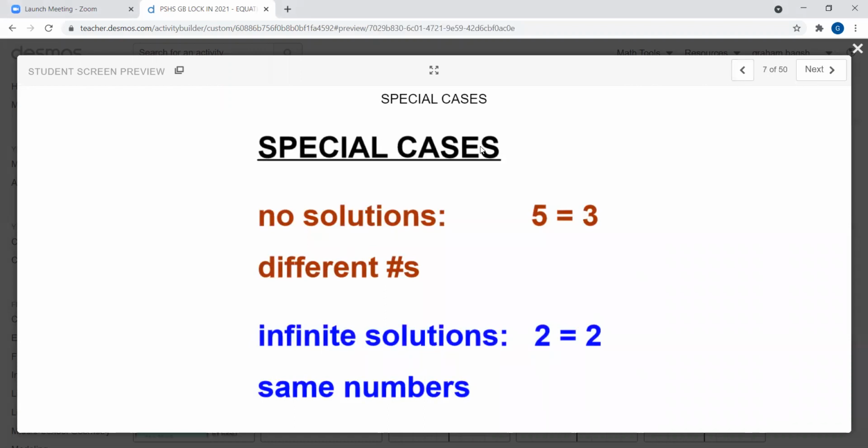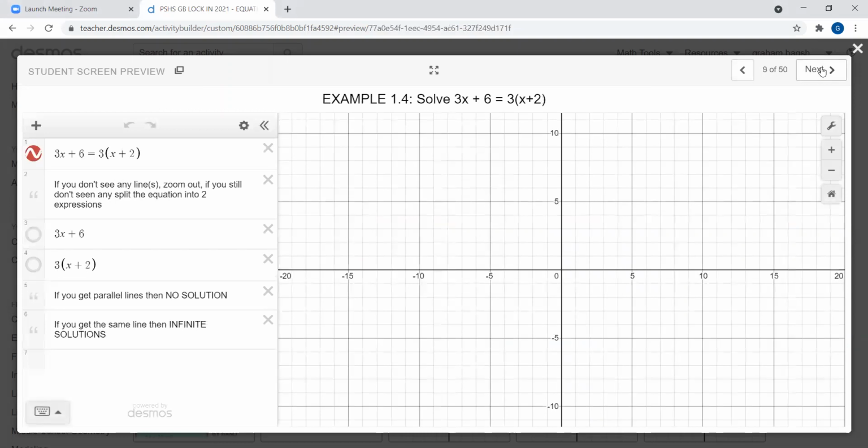Now, there are some special cases as well. So sometimes they will actually just give examples of a number equals a number, and you have to say what that means. So basically, you're asking yourself, does 5 equal 3? So clearly the answer is no. Therefore, the answer would be no solution. And basically, you're just looking for different numbers. Whereas does 2 equal 2, well, yes, it does. So that one's clearly not no solution. This one will be infinite solution. 2 is always equal to 2. So when you have the same numbers, that's an example of infinite solutions.